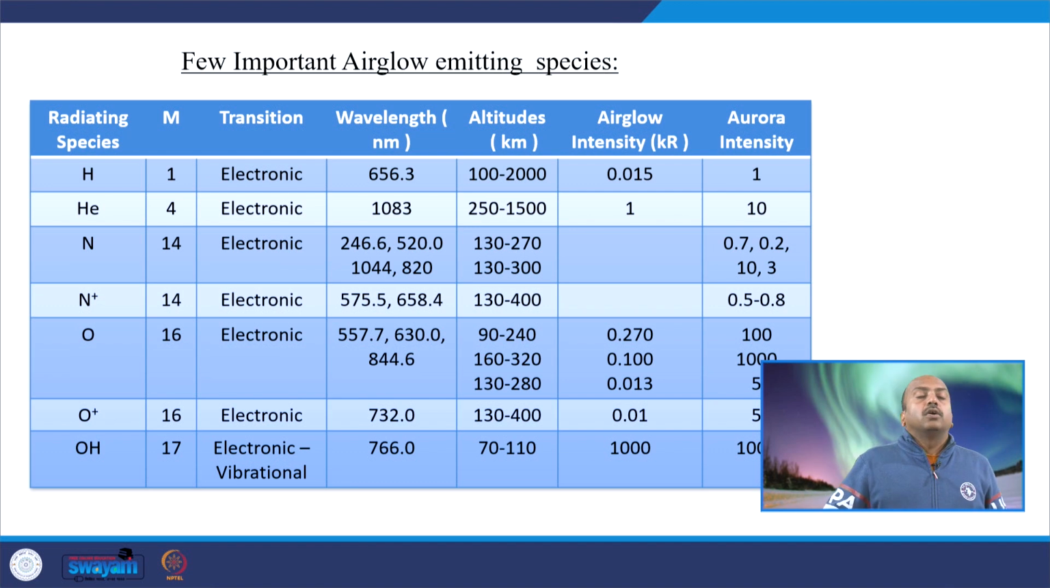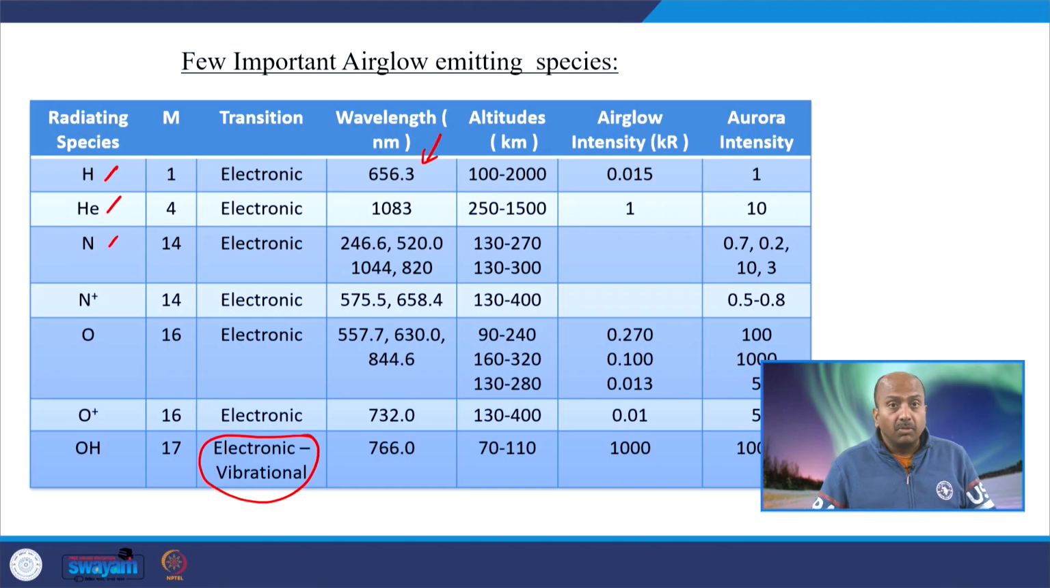It is not just oxygen and nitrogen which emit airglow. There are several other species like hydrogen, helium, nitrogen, N+, O+, and OH. For atoms, the type of transition is basically electronic transition, and some molecules also emit airglow due to electronic and vibrational excitations and de-excitations. The characteristic wavelengths at which these species radiate light are these wavelengths, in nanometers, and the typical altitudes at which these emissions can be found are these.